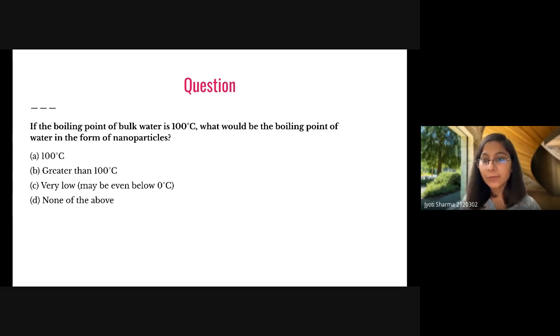A, B, C, D. You people can write your answer in the chat box if you know, and even if you have some approximation in your mind, if you have some logic in your mind, then based on that you can also write your answer in the chat box.